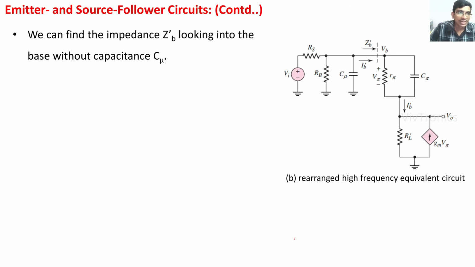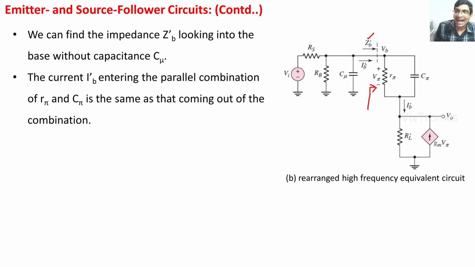Now we can find the input impedance ZB dash. The input impedance of the circuit is nothing but ZB dash, which can be found by looking into the base without the C mu capacitance. This is the input resistance of our CC amplifier or emitter follower circuit.